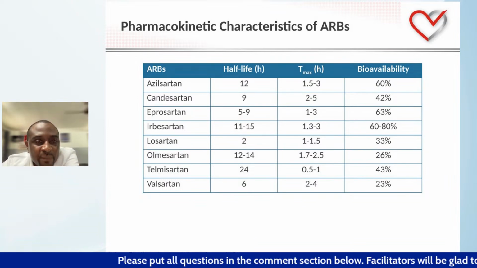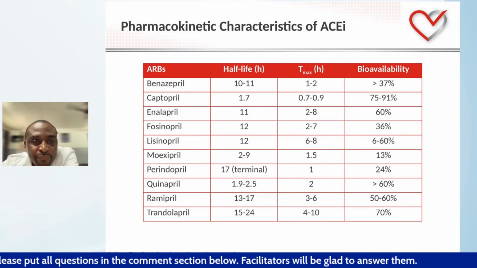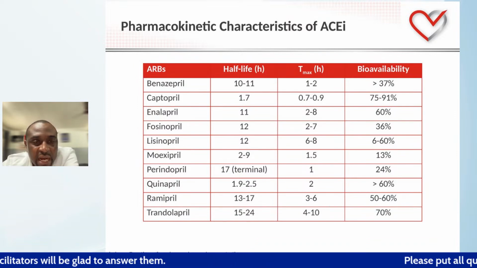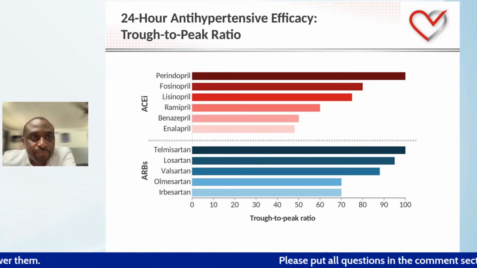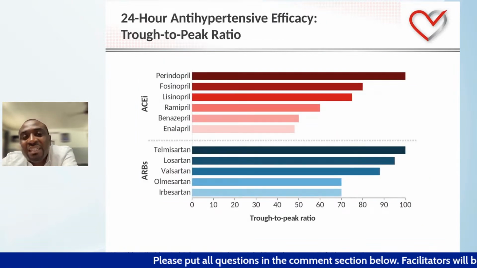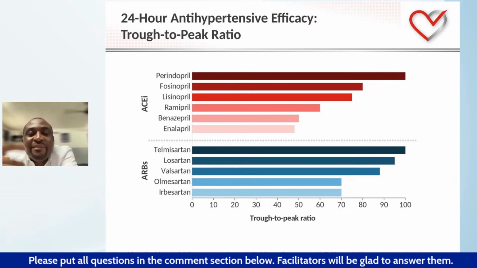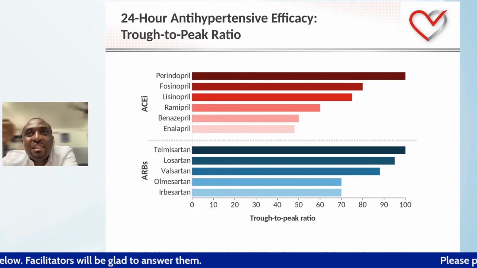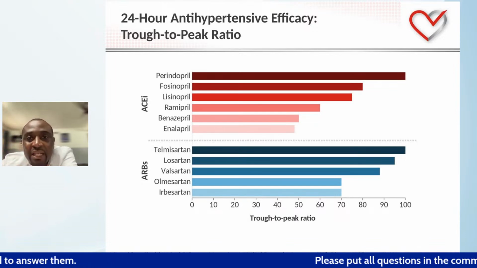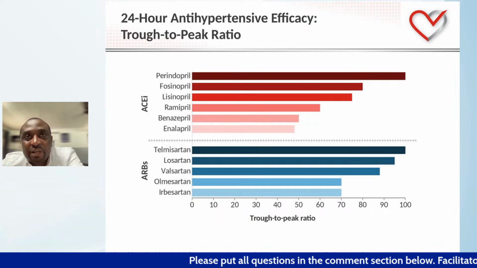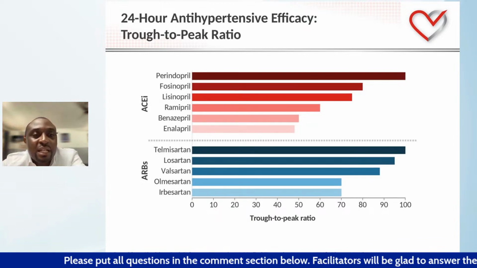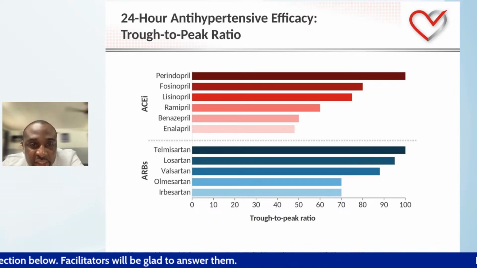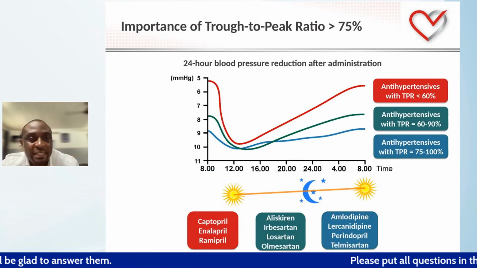Indeed, the half-life for telmisartan appears to be the longest here, which is 24, and the half-life of perindopril is about 17 hours or even more. Now, this trough to peak ratio is an index of the antihypertensive effect within the dosing interval. So if you give any medication, you want to see how long its antihypertensive effect lasts within the dosing interval. If you're giving the medication daily, that is every 24 hours, how long does the antihypertensive effect last? And you can tell that perindopril towers above all of them. Same can be said for telmisartan. So not all ACE inhibitors or ARBs are the same, even in the same class.